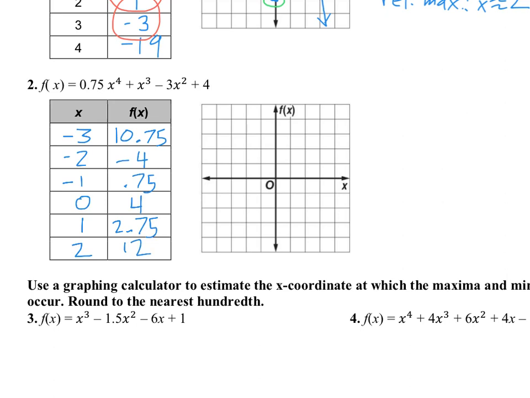All right, the degree is even, so we know that both ends are up or both ends are down, but the leading coefficient is positive, so we know both ends are going to be up. Okay, the first point doesn't fit on our graph. (-2, -4) is down here. (-1, 0.75) is over here.